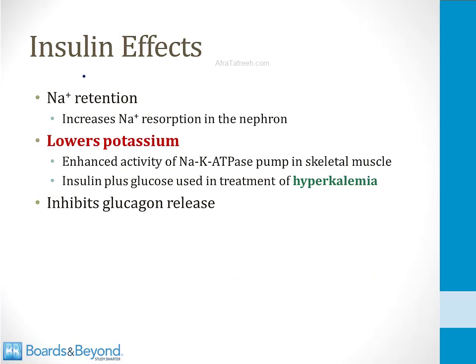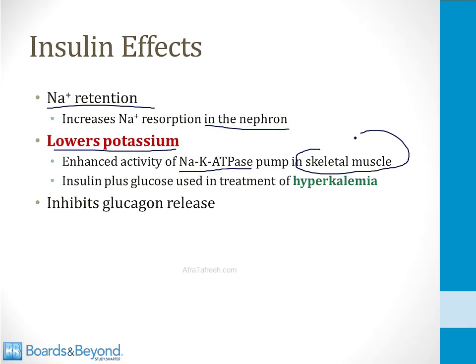Other effects of insulin: it's been shown to increase sodium retention by increasing the resorption of sodium in the nephron. It also lowers potassium. It enhances the activity of sodium-potassium ATPase pumps in skeletal muscle. This will bring more potassium into skeletal muscle cells and lower the serum potassium level. This is the reason that insulin together with glucose is used in the treatment of hyperkalemia. When patients have dangerous or life-threatening high potassium levels, you can administer insulin and the potassium level will fall. You also administer glucose at the same time so that you don't accidentally make the patient hypoglycemic and cause a seizure.